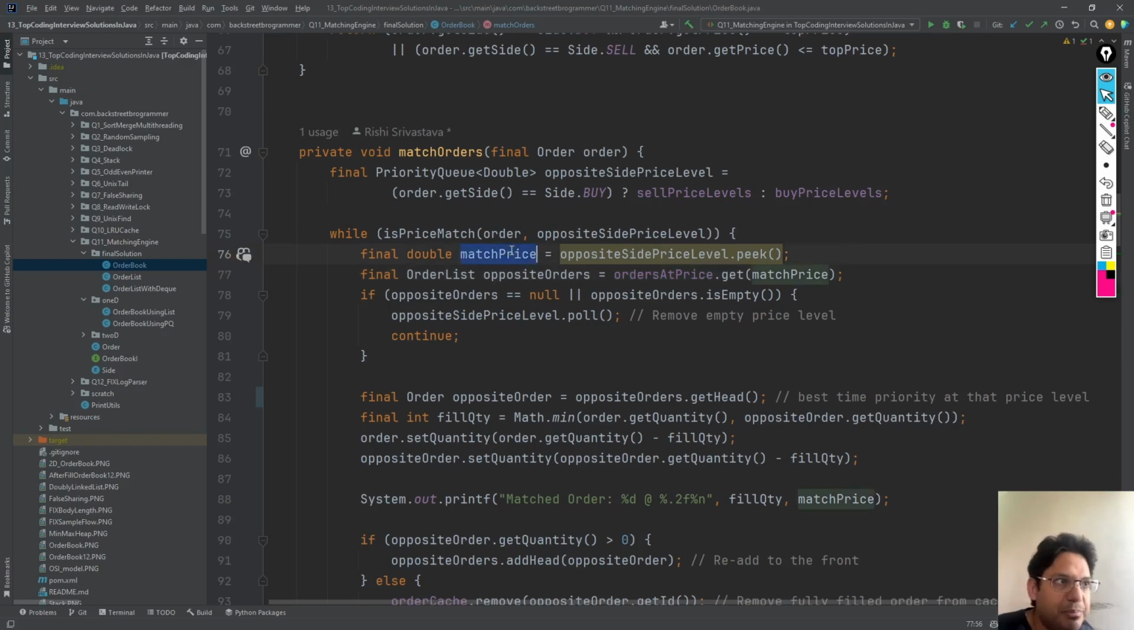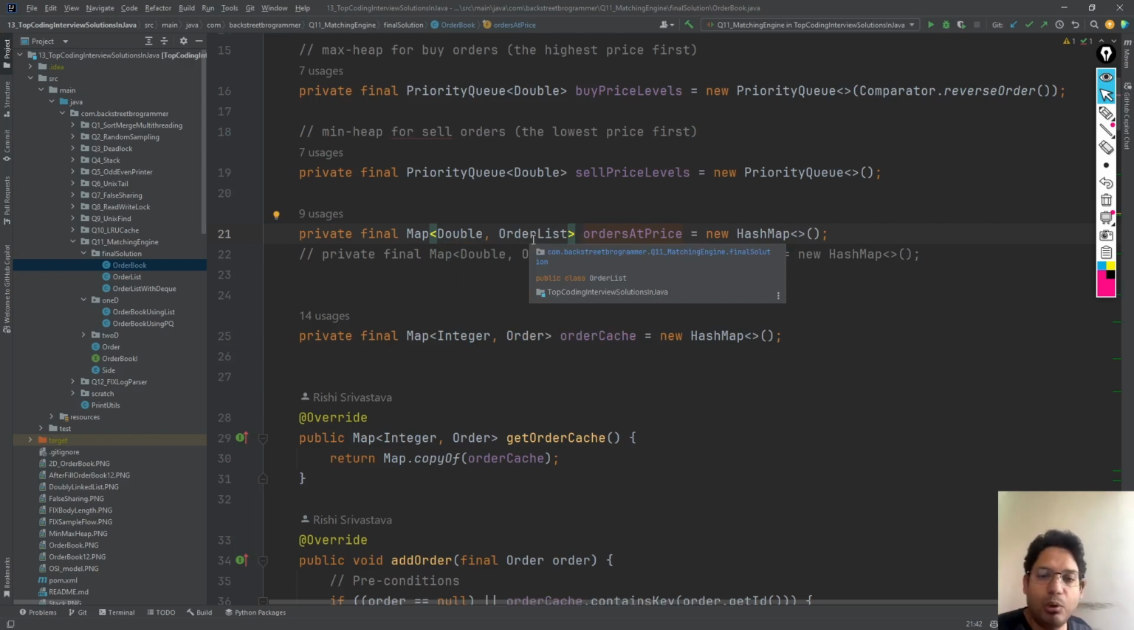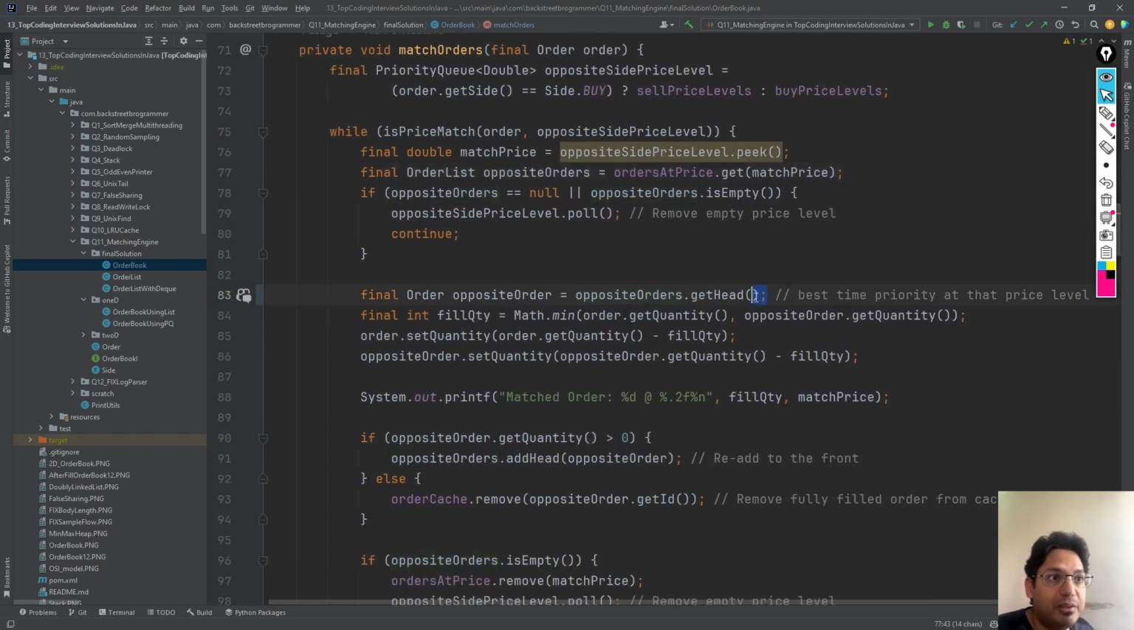Now, once we get the matching price in this scenario, I told you that we are maintaining this map in which at this price level, there's an order list, which is a doubly linked list, which contains the list of orders with the time priority already set. So first of all, I will get this order list, and then I will try to get the head first, because this is the order which has the best time priority at that price level.